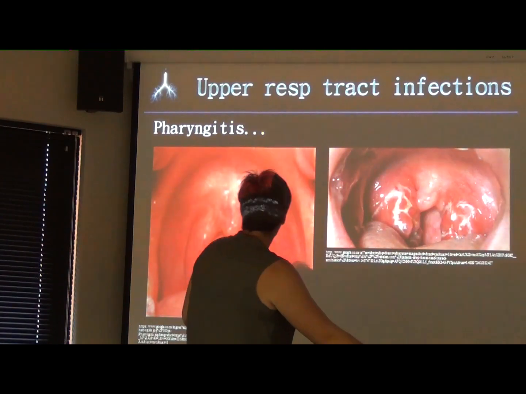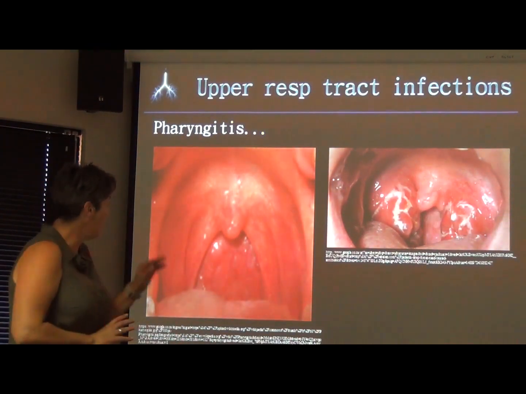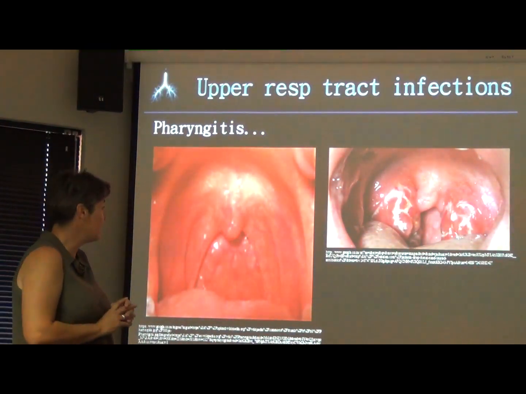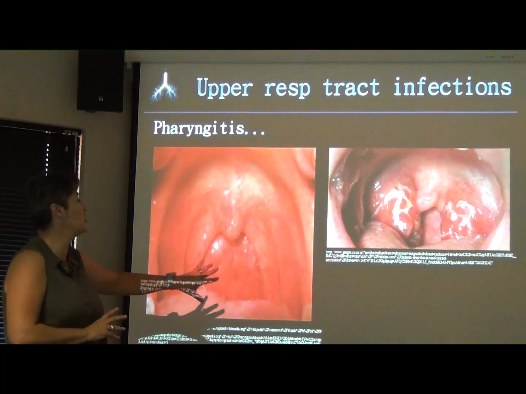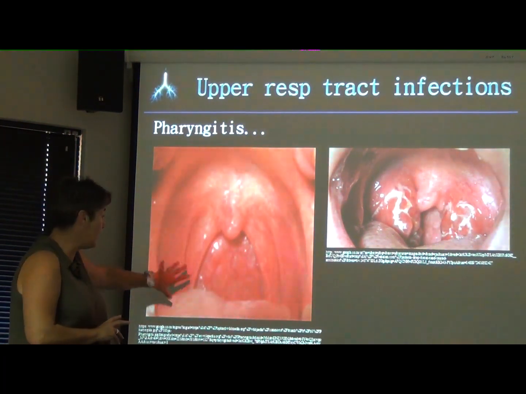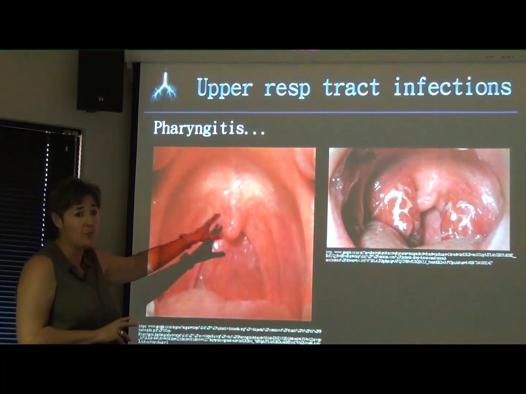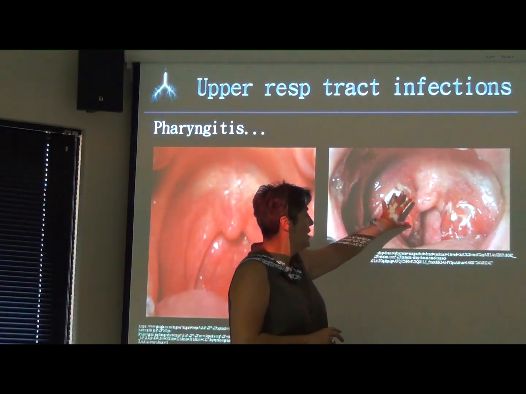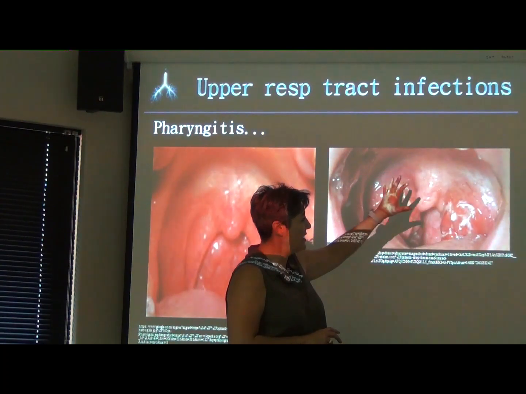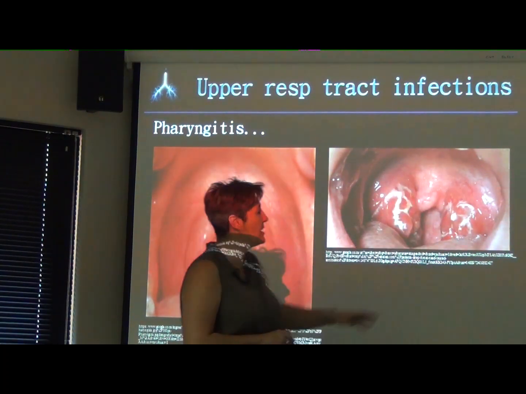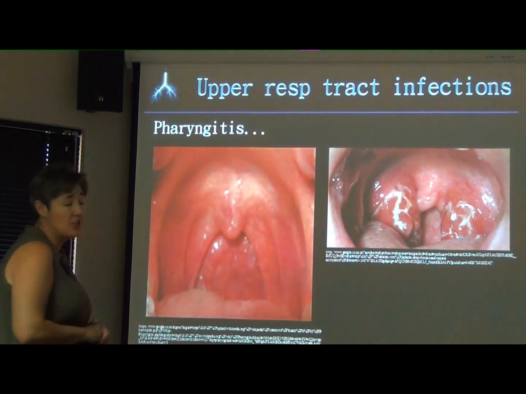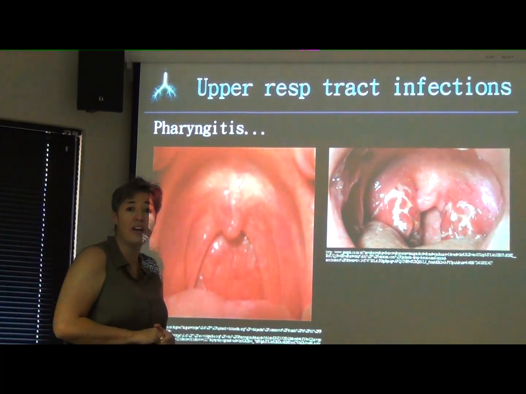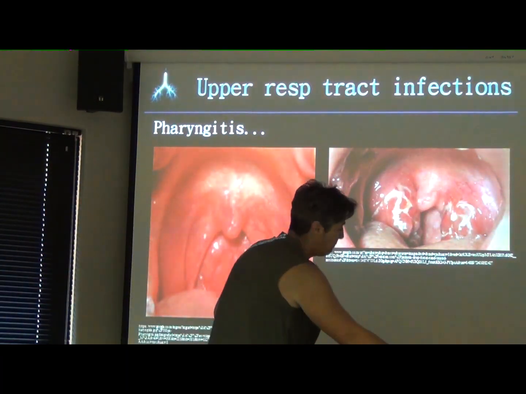Good. Here's a picture of a patient presenting with pharyngitis. You can see that this patient has an extremely red throat, which is very indicative. And then here you can see the tonsils are quite swollen, red and inflamed. So you know that there's a serious infection going on in this patient.